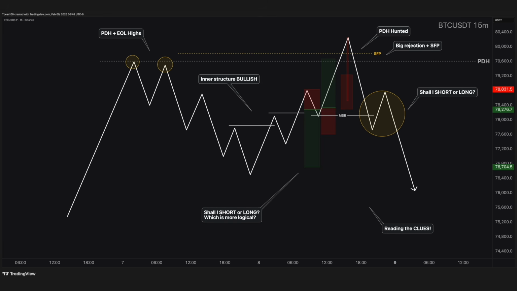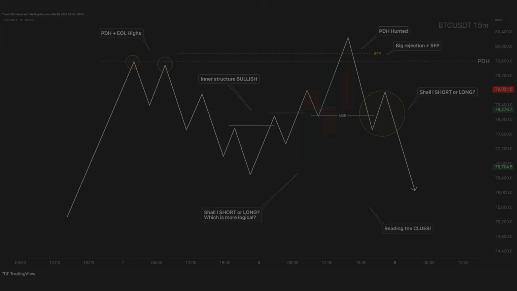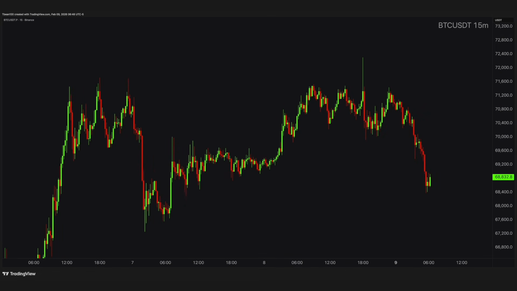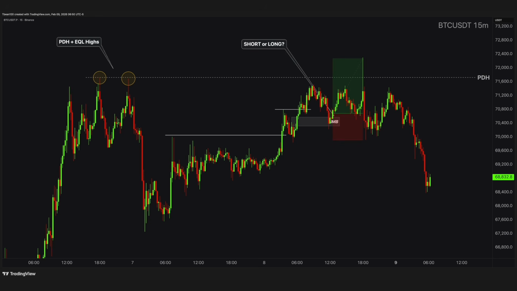So basically, this is how you read the clues the market is giving you and use them to guide your trading decisions. Let's take a look at this specific example on Bitcoin that happened just a couple of days ago. What you will notice here is that we have the previous day's high, combined with equal highs sitting above it, and a very clear price action. If you look at the internal structure, it keeps making new higher highs in the same direction. So, what should I be doing here? The logical idea would be to follow the current move in that direction and look for a long trade here.